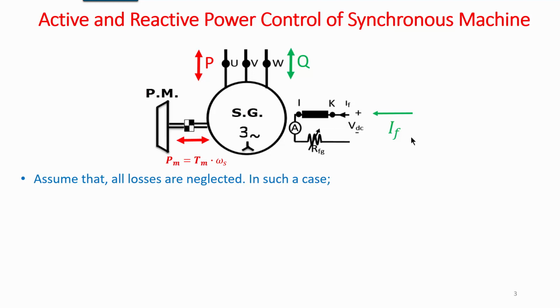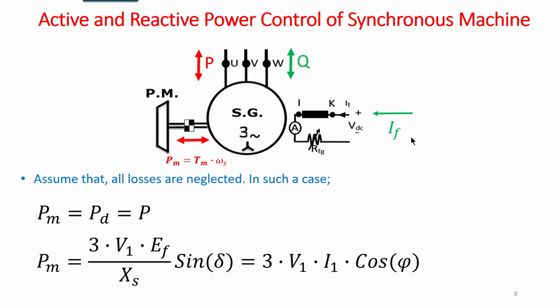So let's assume losses are neglected. There are no mechanical losses and there are no electrical losses. In such a case, applied mechanical power would be equal to developed power or induced power in armature, and it would be equal to terminal power. Applied mechanical input power is equal to 3 times voltage EF sine delta over XS, and it is also equal to 3 times voltage, current and power factor.